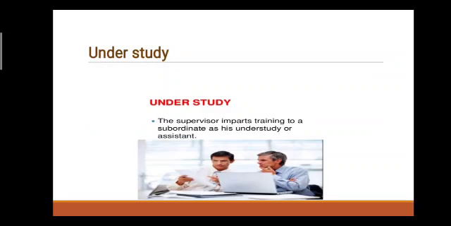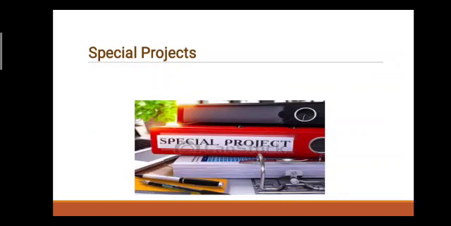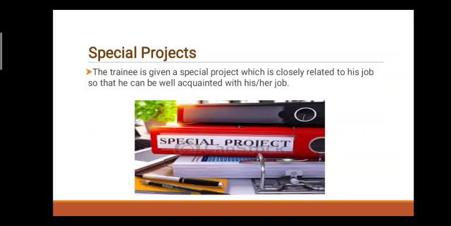Fifth, understudy. The training which is provided to the employees who have been promoted to higher level jobs is called understudy. The supervisors impart training to a subordinate as his understudy or assistant. Sixth, special projects. The trainee is given a special project which is closely related to his job so that he can be well acquainted with his or her job.